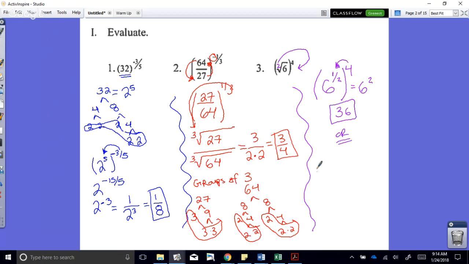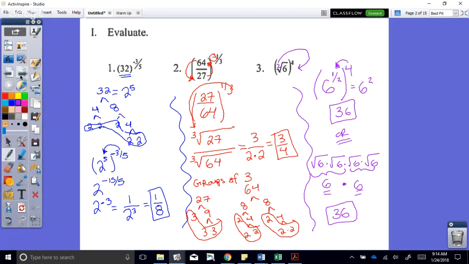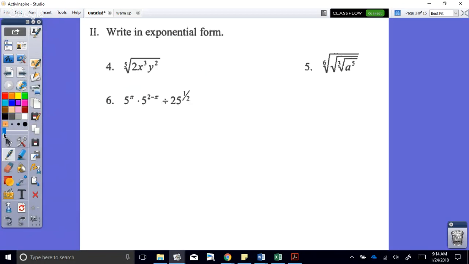Okay, if you don't like that way of doing it, another thing you could have said was root 6 to the 4th is root 6 times root 6 times root 6 times root 6, 4 times. A root times itself gives you back what you started with. So square root of 6 times square root of 6 is 6. And again, square root of 6 times square root of 6 is 6. 6 times 6 is still going to give you 36. Okay, so there are the 3.